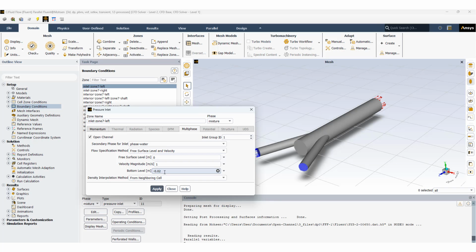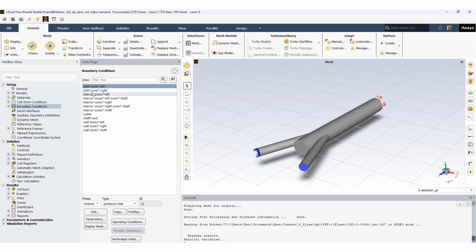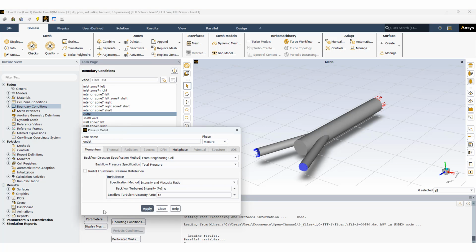It is according to the dimensions for the geometry that we have. In your problem, it could be different. This is for the inlet. Okay, same for the other inlets. For the outlet, I use pressure outlet. Okay, just keep it as is.